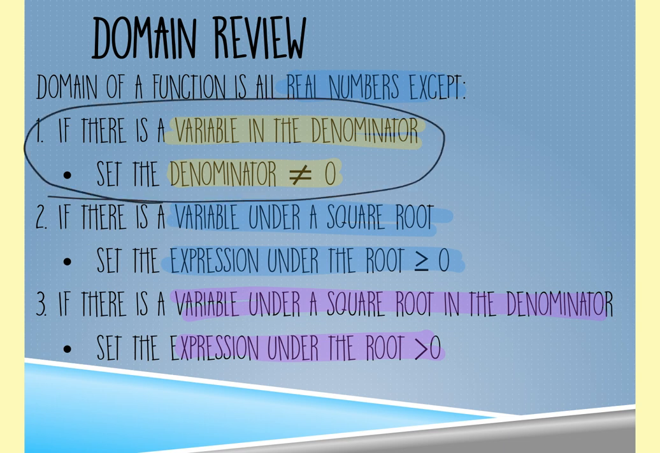What's going to happen in this section is the first one. There will be variables in the denominator, so we will set them not equal to 0. We will also give this in interval notation. So if it said x cannot equal 3, then from negative infinity to 3 and 3 to positive infinity would be my domain.